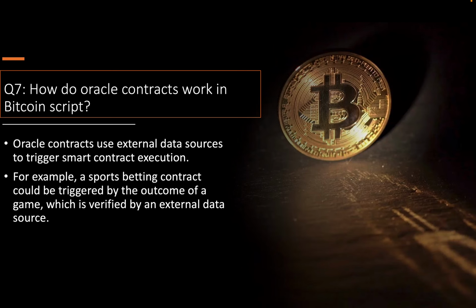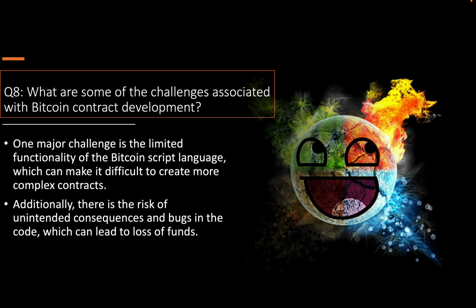Question number 7. How do Oracle contracts work in Bitcoin script? Oracle contracts use external data sources to trigger smart contract execution. For example, a sports betting contract could be triggered by the outcome of a game, which is verified by an external data source.